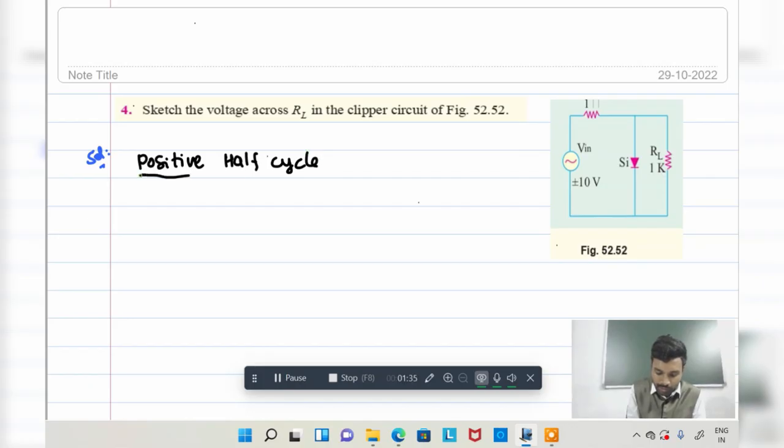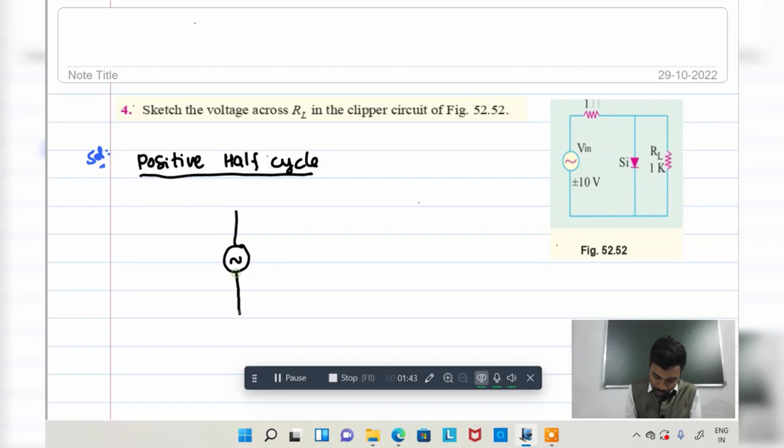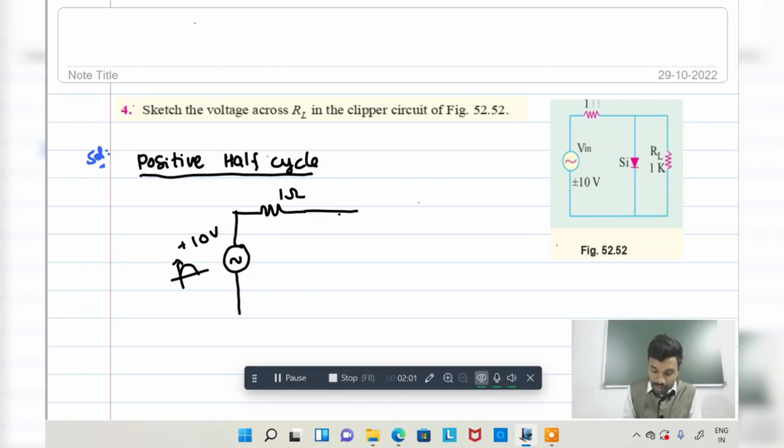So in case of positive half cycle, I am going to draw the equivalent circuit diagram. The voltage value is given as plus 10 volt, and the resistance is 1 ohm. In the positive half cycle, this terminal is positive and this one is negative. That means the anode is connected to positive and the cathode is connected to negative.